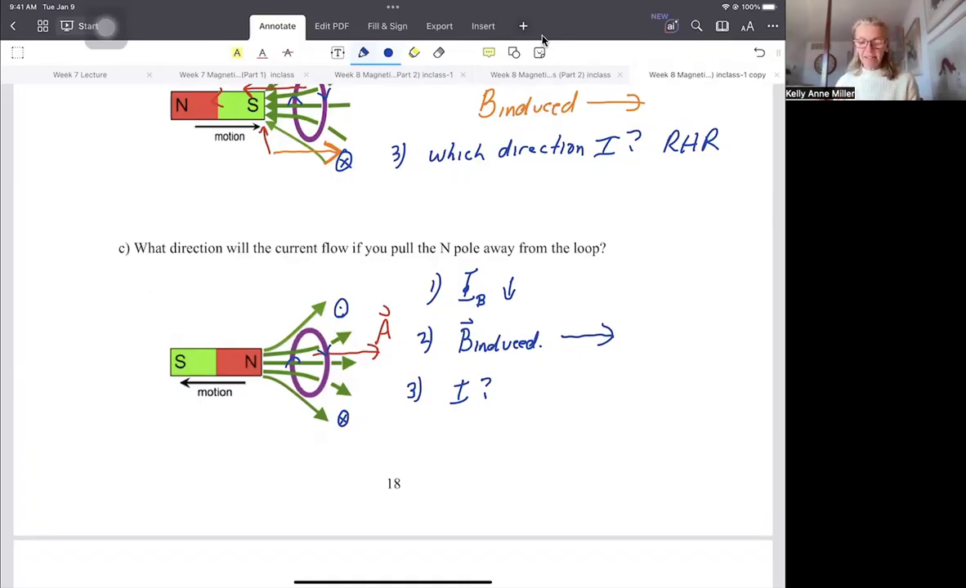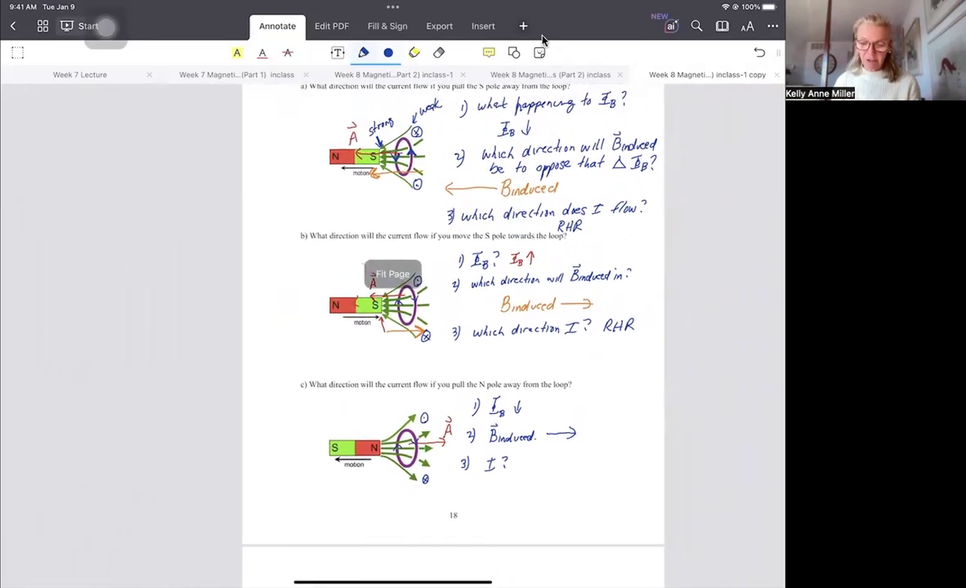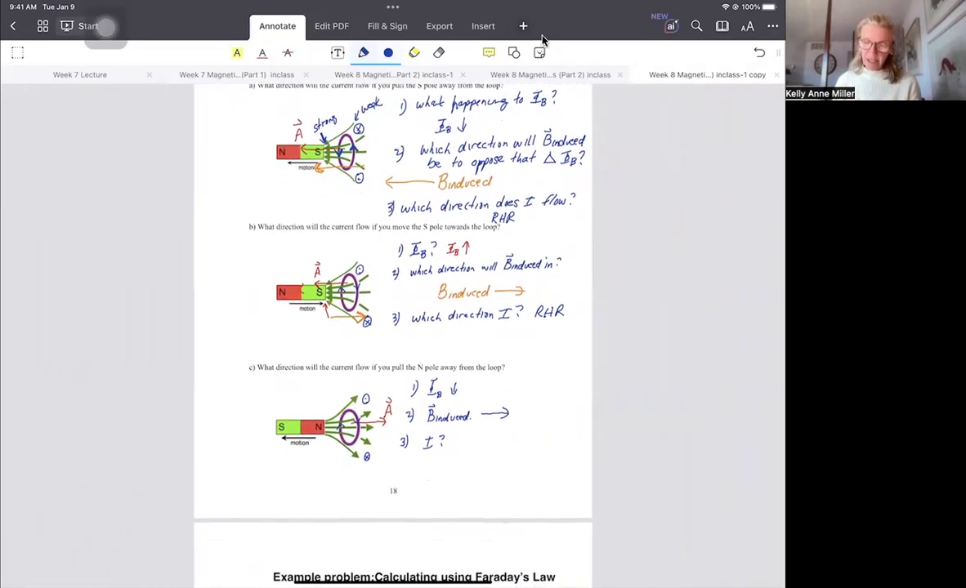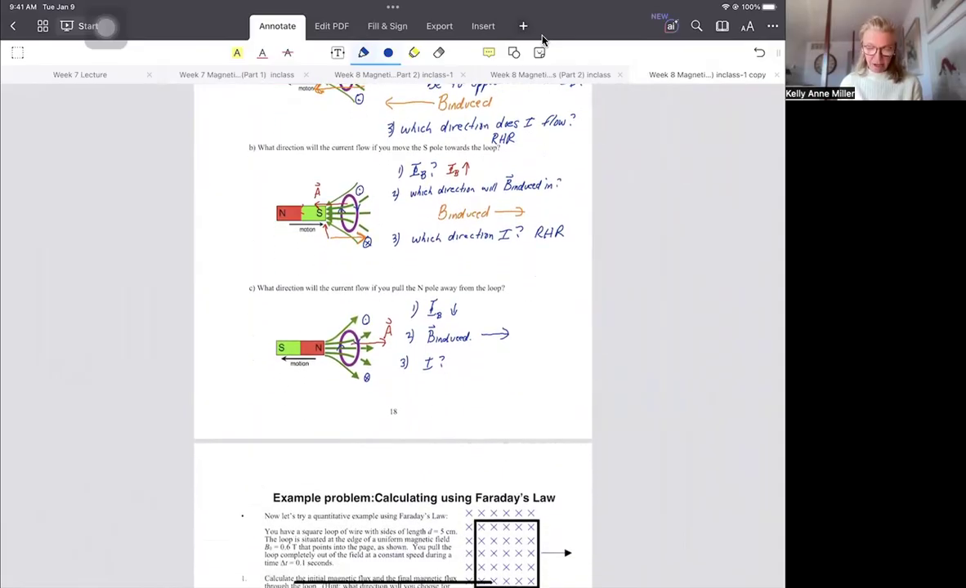Okay, so these examples that I've just gone over are basically a combination of Faraday's law and Lenz's law. Lenz's law, again, only shows you the direction of the induced current as a result of the changing magnetic field.